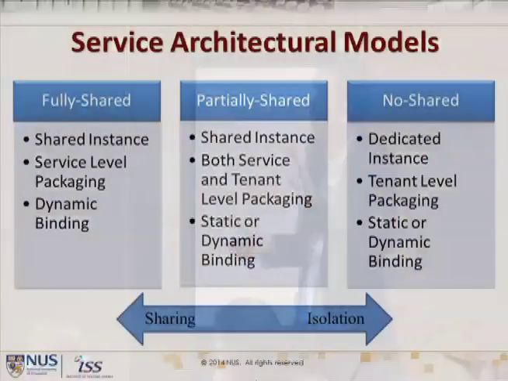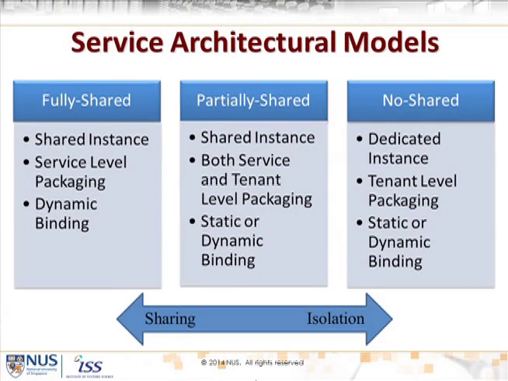But if you think about this, all three choices give 2 to the power of 3, 8 permutations of all the decisions you need to make. It can actually form up into 3 basic models. On the left side, we are looking at the shared instance. You are sharing the process instance, doing service-level packaging, tenant-neutral packaging, and dynamic binding. More of a fully shared model.